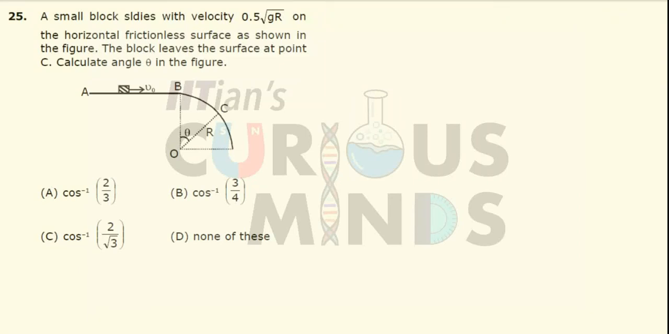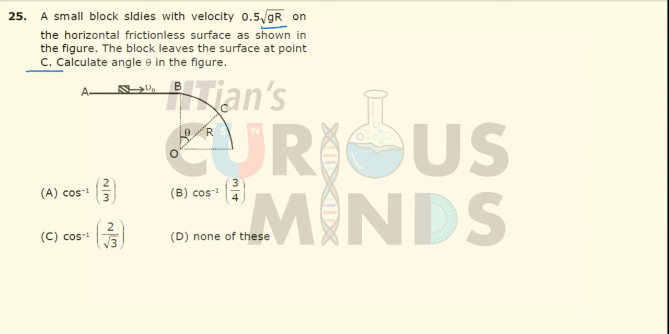A small block slides with a velocity of 0.5 root gr on a horizontal frictionless surface as shown in the figure. The block leaves the surface at point C. Calculate the angle theta at which the block leaves.